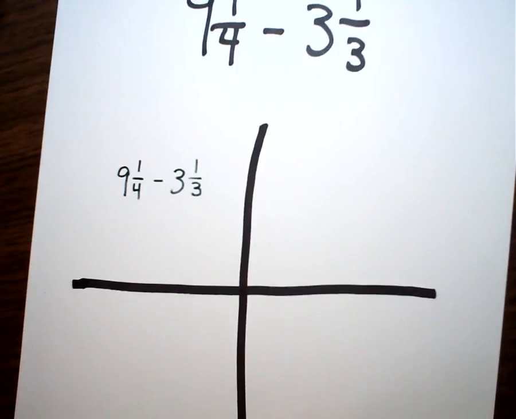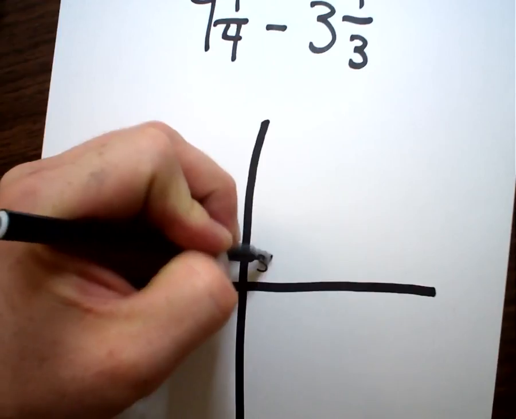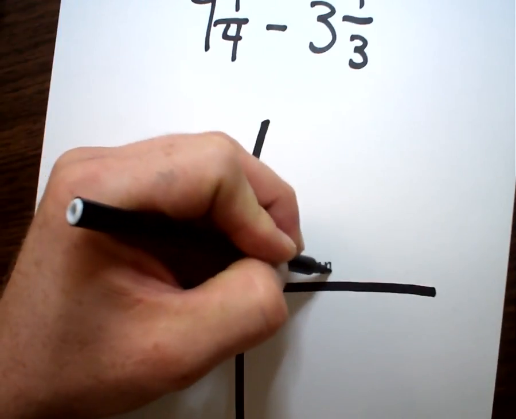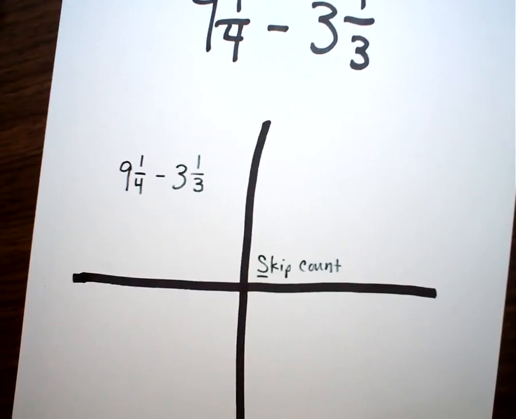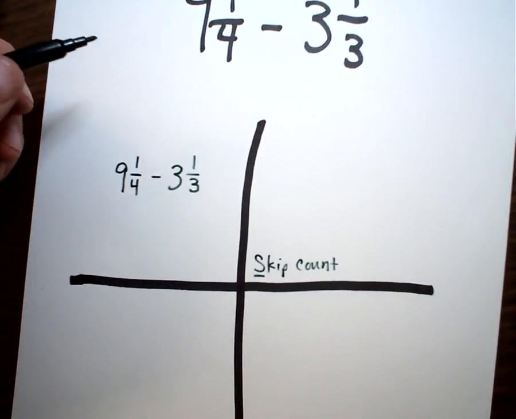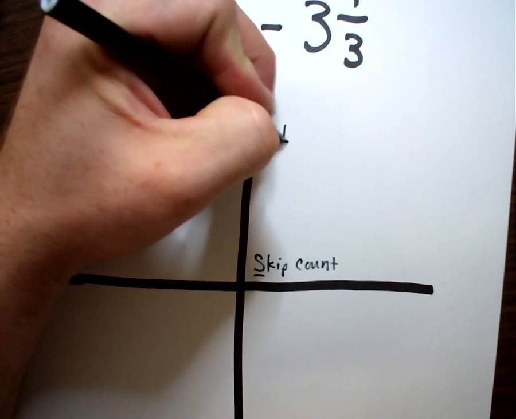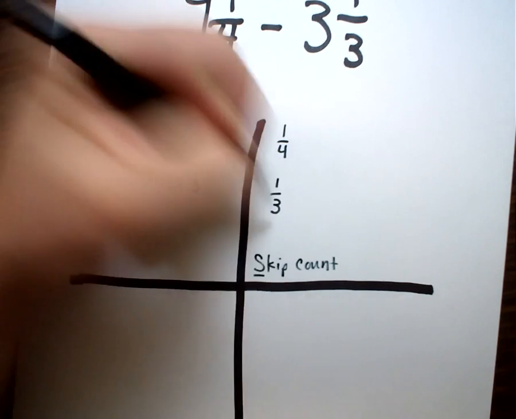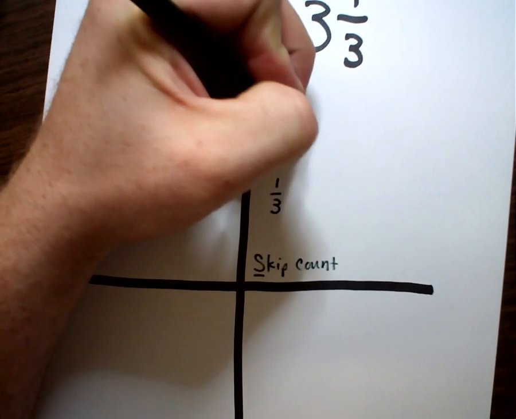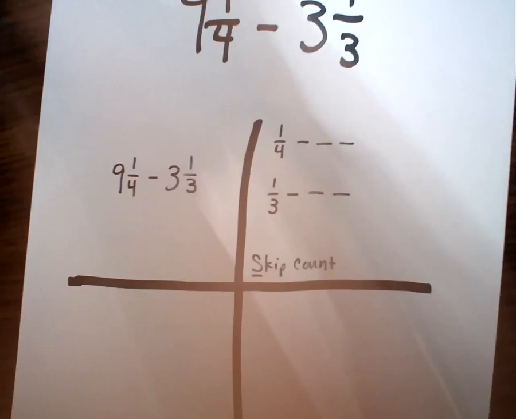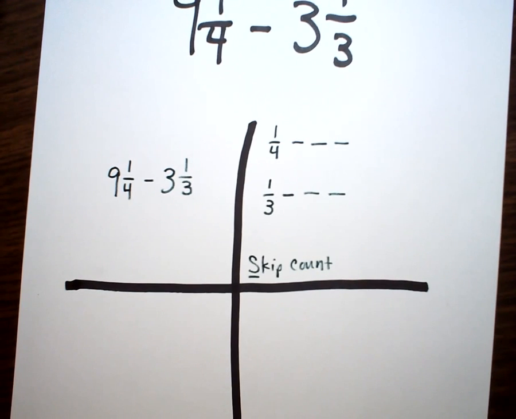The first S, again, is skip counting. We're going to skip count these two fractions to find common denominators. So the first fraction is 1/4, and the second fraction is 1/3. I'm going to skip count these fractions to find equivalent fractions that we can use with common denominators.